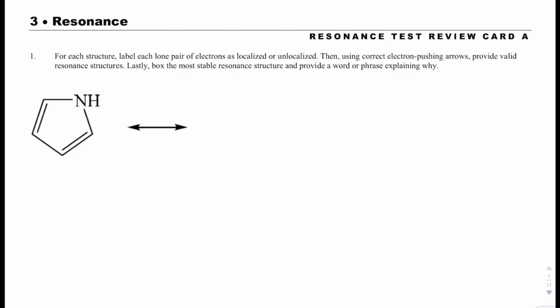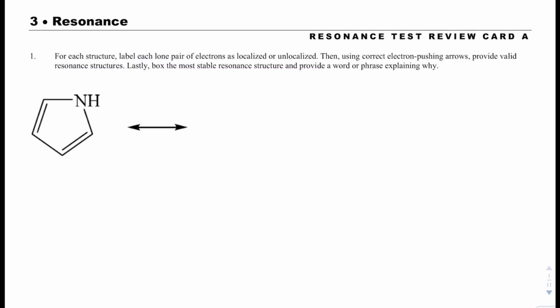In this video, we will discuss resonance structures. We will review how to draw resonance structures with correct arrows. We will discuss localized versus delocalized electrons. And we will also discuss what makes one resonance structure a little bit more stable than another resonance structure.